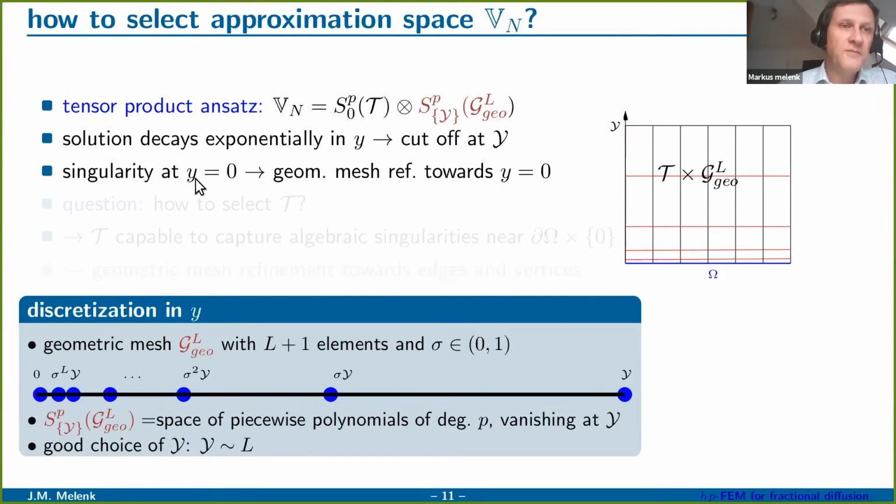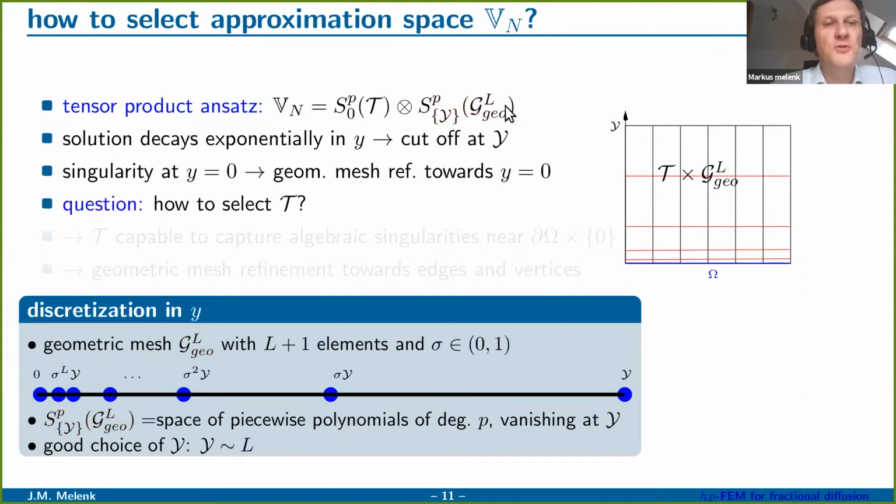The next thing we know is that the solution has a singularity at y, and it's an algebraic singularity. So from the prelude, we know that a geometric mesh refinement towards y equal to 0 is a good choice. So this is the mesh GL that we will use for the rest of the talk. The interval 0 to curly y is discretized with a mesh with L layers, so L plus 1 elements. The smallest element is sigma to the L times y, and so forth up to sigma times y, and then y. Okay, so this is the space that we will use.